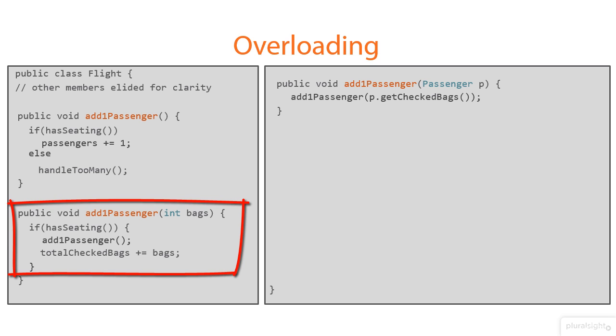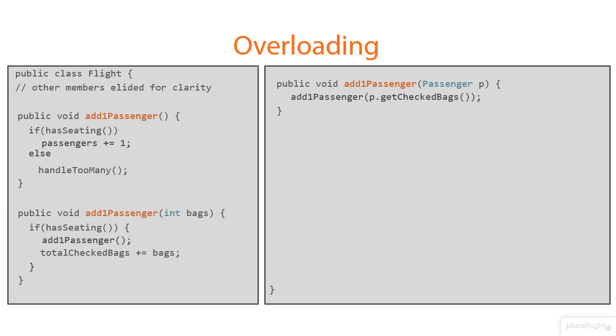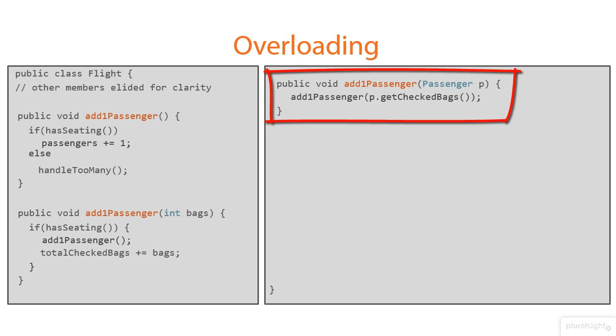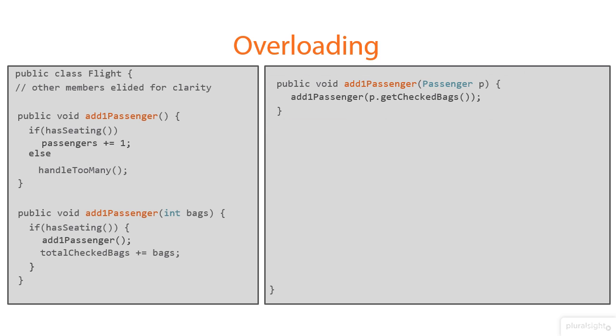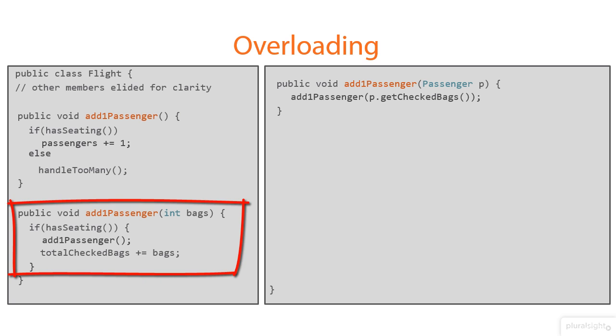That was functionality that we did not have before, the idea of keeping track of the total number of checked bags. But our add one passenger that accepts just a passenger instance, we certainly could have required someone who's using our flight class to simply call get checked bags themselves on passenger. But that's something we do very commonly, is that overloads sometimes are just used to add convenience. Right? So the one that accepts the passenger reference is a convenience overload. So someone didn't have to call get checked bags themselves. The one that accepts the integer number of bags actually adds functionality.